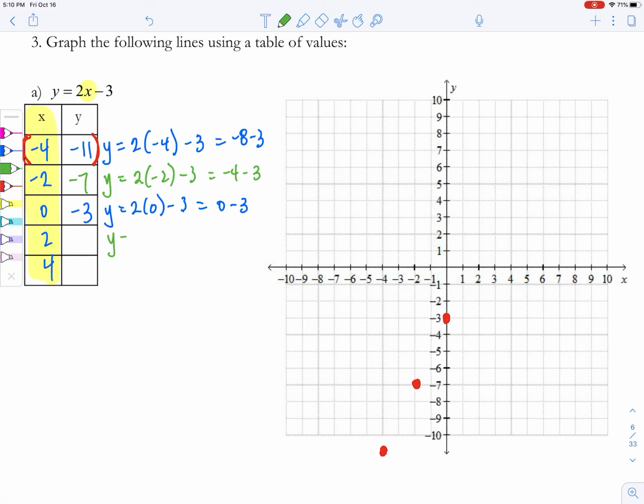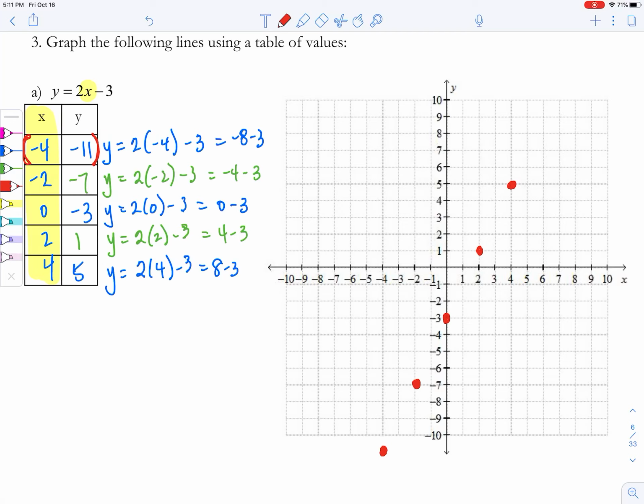Next, y equals 2 times 2 minus 3, which is 4 minus 3, or 1. And we'll graph the point 2, comma 1. I go across 2 and up 1. Last but not least, y equals 2 times 4 minus 3, which is 8 minus 3, which is 5. And I graph the point right 4 and up 5.